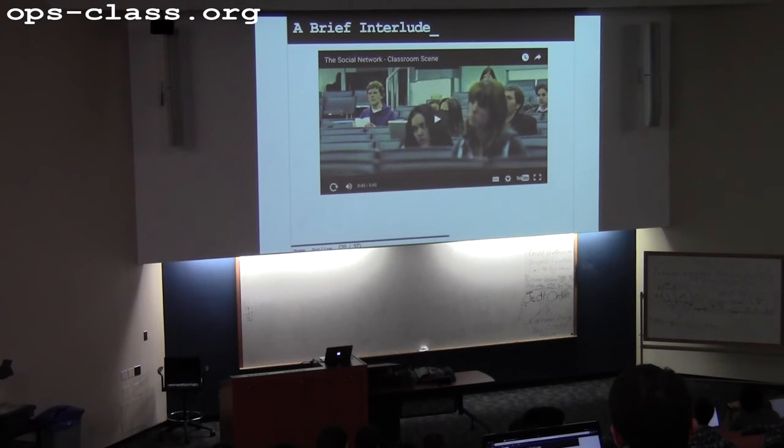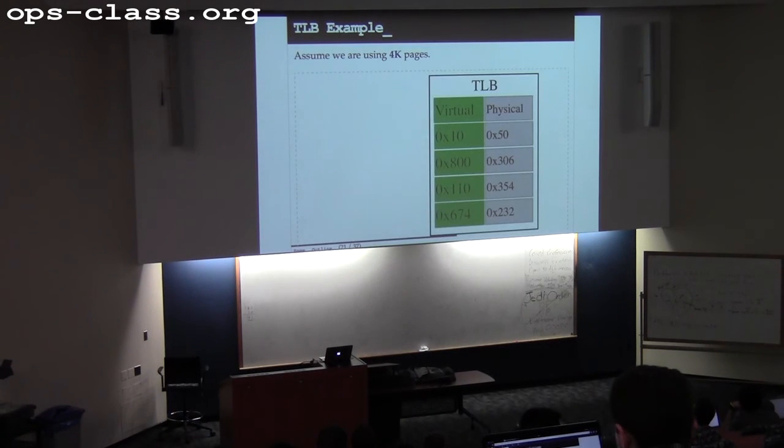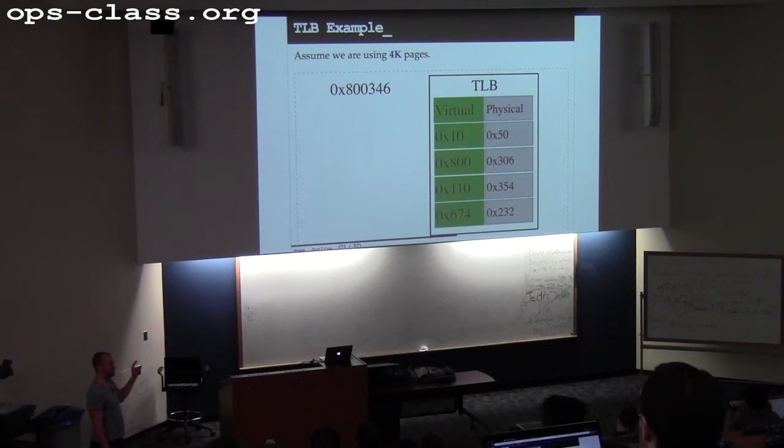So, all right, let's keep talking about virtual memory. We're using 4K pages, and here's how we do the translation. The nice thing is the TLB here is not mapping virtual bytes to physical bytes. It's now mapping virtual pages to physical pages. For any page of memory, we can divide it into a virtual page number and an offset. The fun thing about 4K pages is you can actually do this visually.